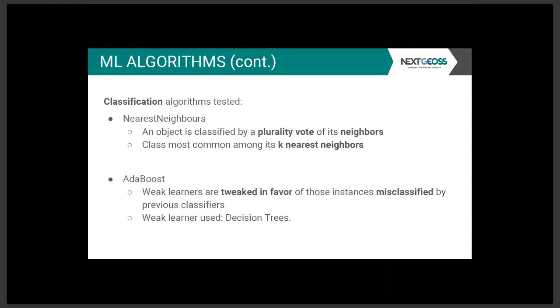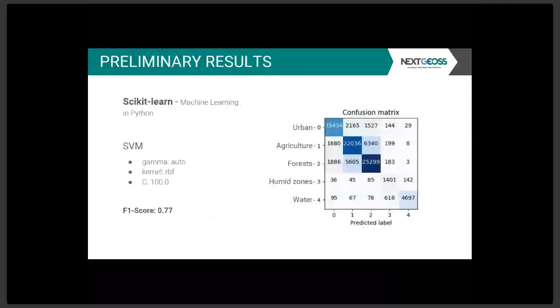Here we have an example of some of our results. We implemented all our methods using the scikit-learn toolbox in Python. This example uses a support vector machine with these parameters. We obtained an F1 score of 77%, which isn't the best, but it's already quite good. We can see in the confusion matrix that the model sometimes confuses agricultural zones with forests, and we can't blame it much for that because they sometimes can be quite similar, but it's something we need to still work on.